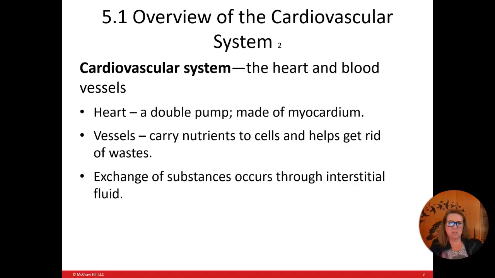Okay, so our cardiovascular system has the heart, the pump, it has vessels, and then really what we're thinking about is the blood. The heart is a double pump, so it is at any given point in time pumping blood not only to your lungs, but also to your body. The heart is made up of a particular type of muscle. You already know this, it's cardiac muscle, and it is called myocardium. When you see myo, this root word, you're going to think heart.